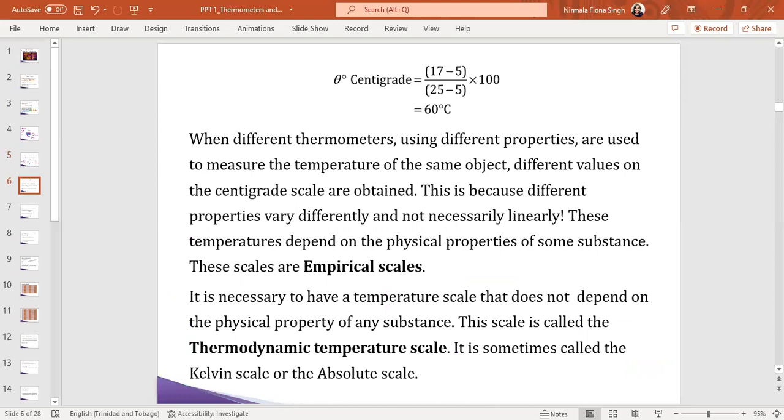Right. When different thermometers using different properties are used to measure the temperature of the same object, different values on the centigrades are obtained. This is because different properties vary differently and are not necessarily linear. What is a linear scale? A linear scale is where we have a straight line measurement where you can get an exact value for every single point and a very predictable value for every single point. Now, when you end up using something that is not linear, you will not get something that is very predictable.